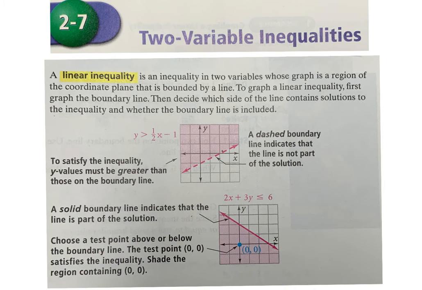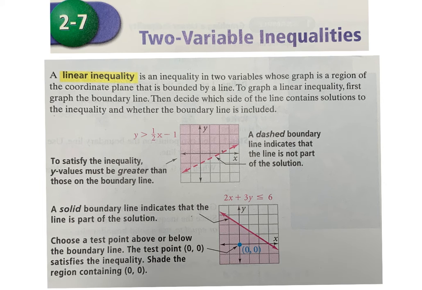So let's talk about two variable inequalities. A linear inequality is an inequality in two variables whose graph is a region of the coordinate plane that is bounded by a line. Basically, with a linear inequality, you are drawing a line and then you are shading. Think of it like when you had a number line inequality.